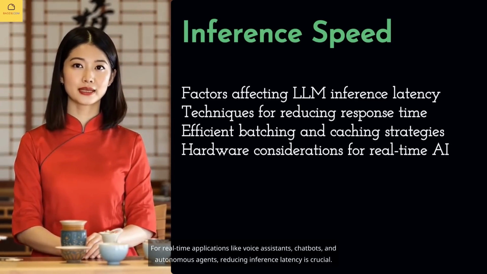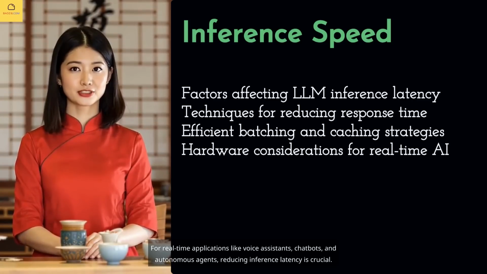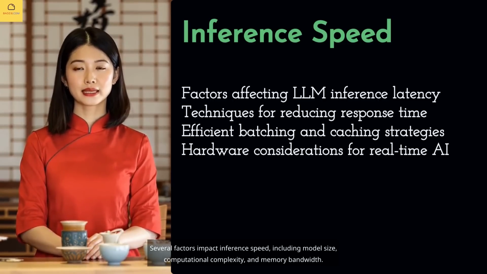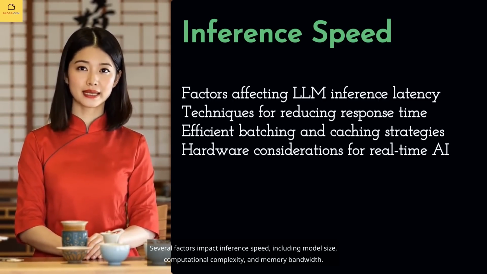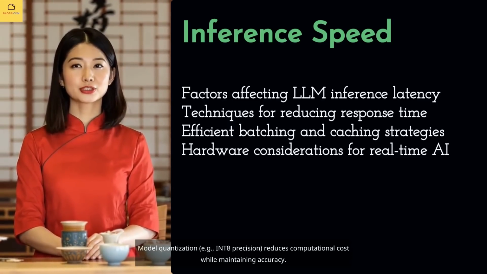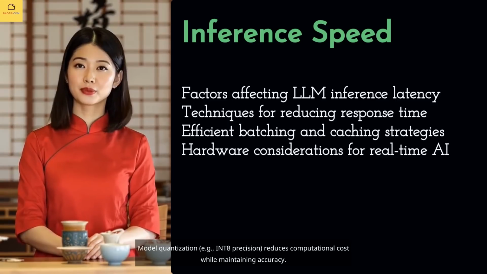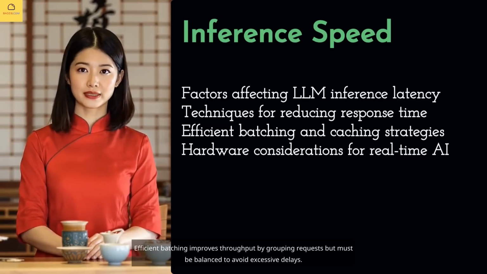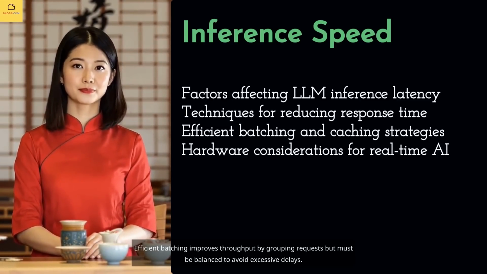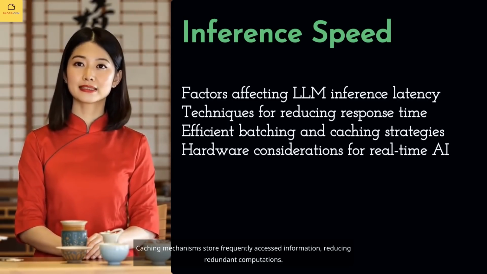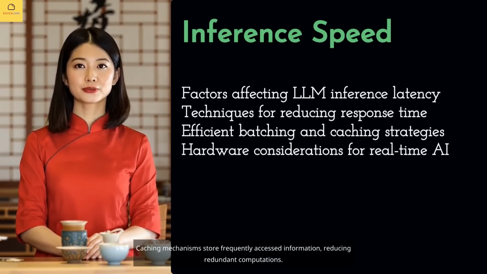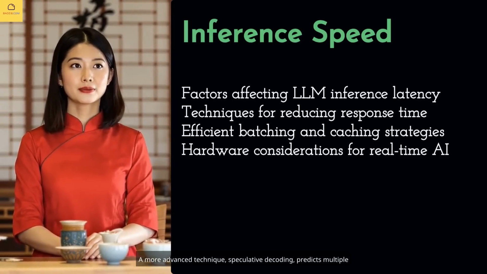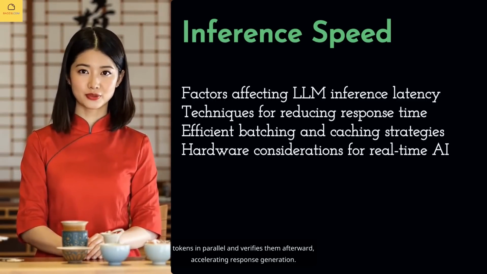For real-time applications like voice assistants, chatbots, and autonomous agents, reducing inference latency is crucial. Several factors impact inference speed, including model size, computational complexity, and memory bandwidth. Model quantization, e.g., INT8 precision, reduces computational cost while maintaining accuracy. Efficient batching improves throughput by grouping requests but must be balanced to avoid excessive delays. Caching mechanisms store frequently accessed information, reducing redundant computations. A more advanced technique, speculative decoding, predicts multiple tokens in parallel and verifies them afterward, accelerating response generation.